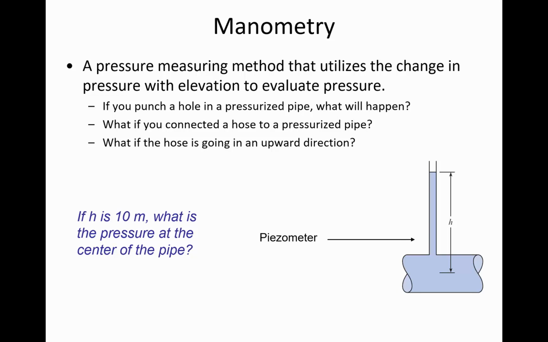pipe because we'd have 10 meters, multiply it by 9810, and so that's 98,100 pascals.